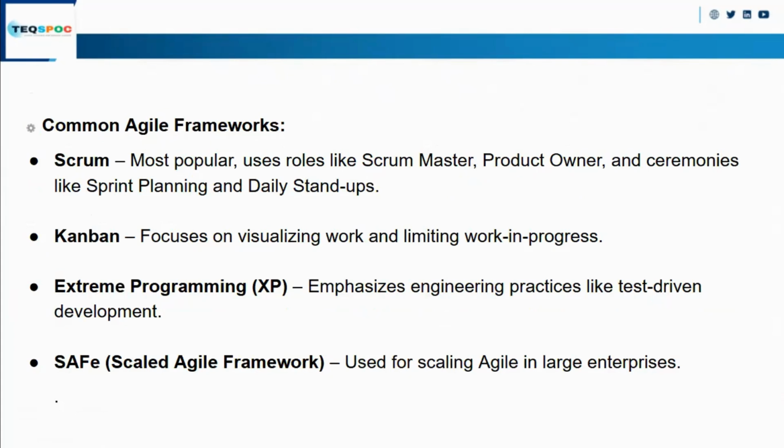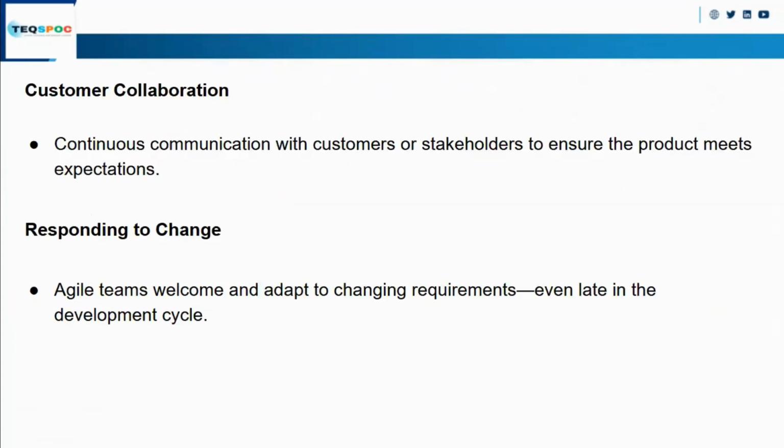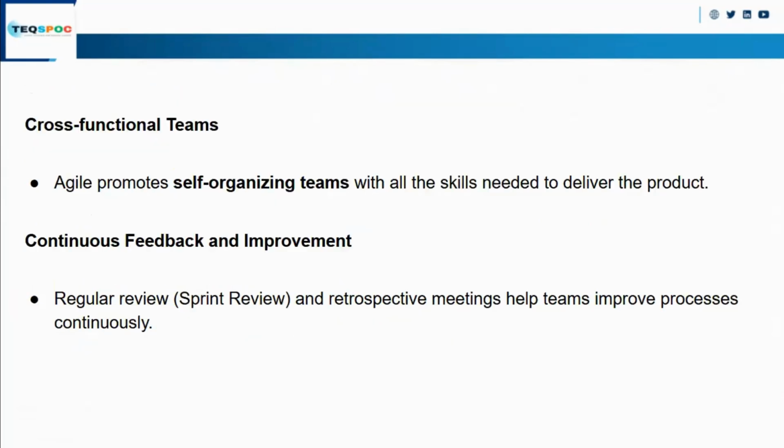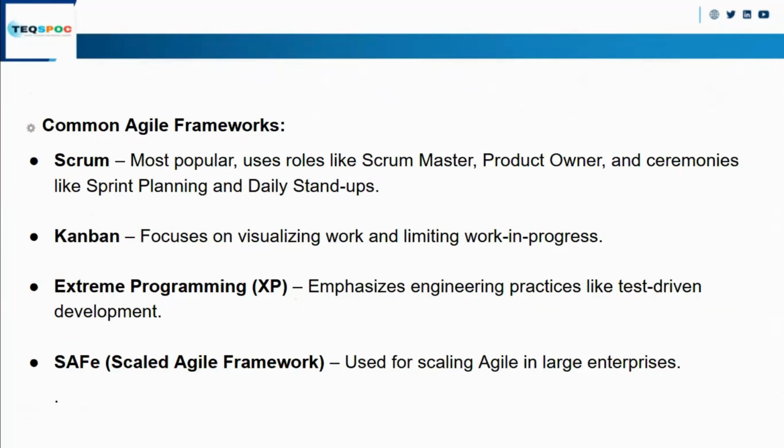Now, common agile frameworks. We have seen what the agile methodology is. Inside agile methodology, there are several frameworks like the Scrum framework, Kanban framework, extreme programming, and SAFe. So what is the Scrum framework? In the Scrum framework, incremental iterative delivery will be done by the respective Scrum team.